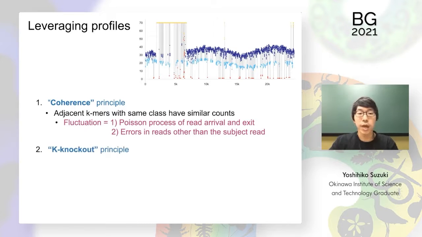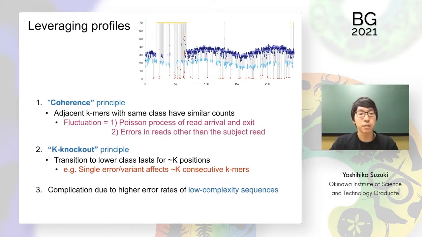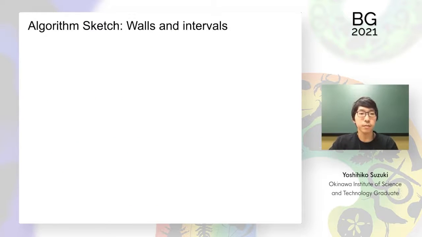And the second principle is the K-knockout principle, which means transition from a higher class to a lower class lasts for approximately K bases. For example, a single sequencing error or heterozygous variant affects approximately K consecutive k-mers. And the last thing is that in HiFi reads, there is also some complication due to higher error rates of low complexity sequences. For example, a homopolymer sequence of 10 A's has an error rate higher than 10% in HiFi reads. And now I move on to sketching the algorithm.